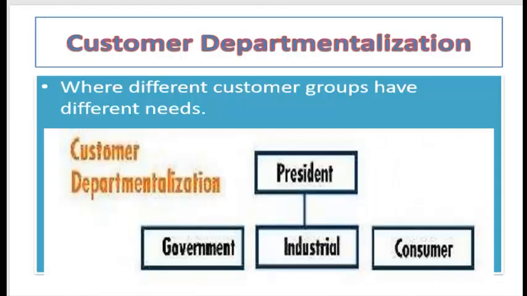Now, depending upon the customer, what kind of customer do you have? Do you have a government customer? Do you deal with the industries, or do you deal with common people like consumers? So you have different departments. You have a department which deals with the government, those tenders and all. Then you are also dealing with the industry. You may also deal with customers like common people. So you have different departments on the basis of what kind of customers we have.